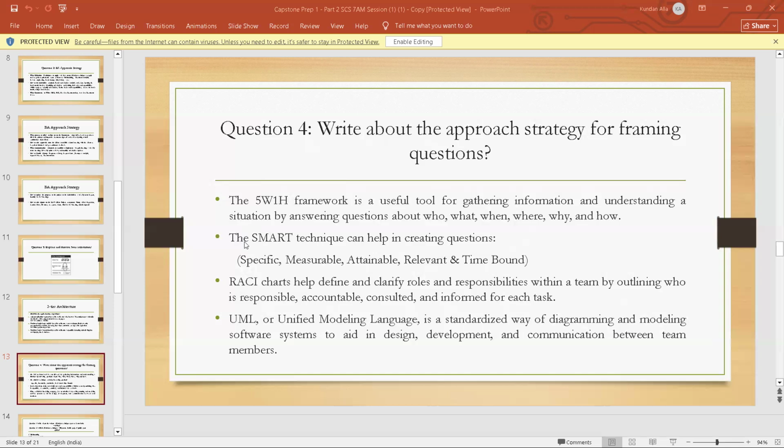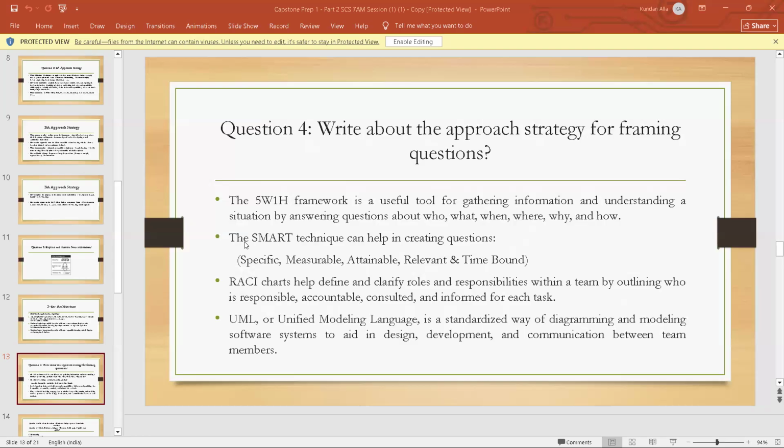The first one is 5W1H, where five W's and 1H means who, what, when, where, why, and how. By using these, you will create the questions and ask them to the client. With this technique, the rest of the things will be skipped, and only the main questions we need to ask the client will be filtered. The second one is the SMART technique, where we have specific, measurable, attainable, relevant, and time bound. Based on these five, we will create the questions.